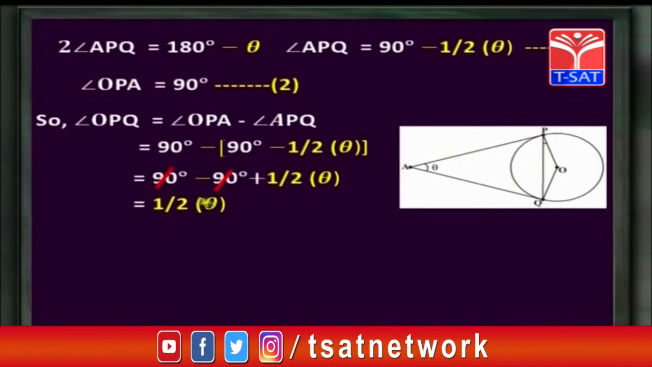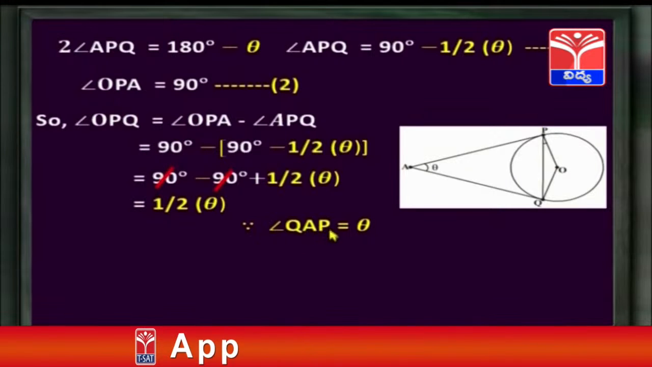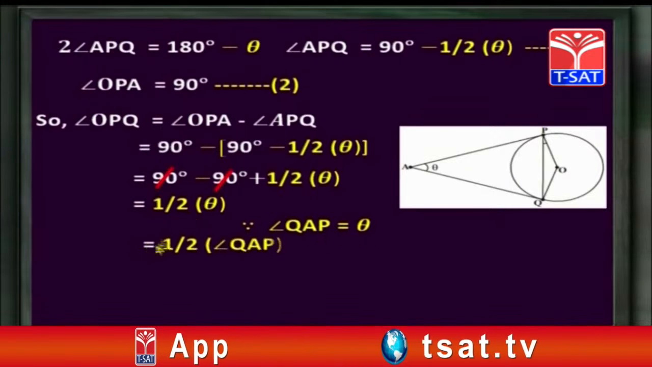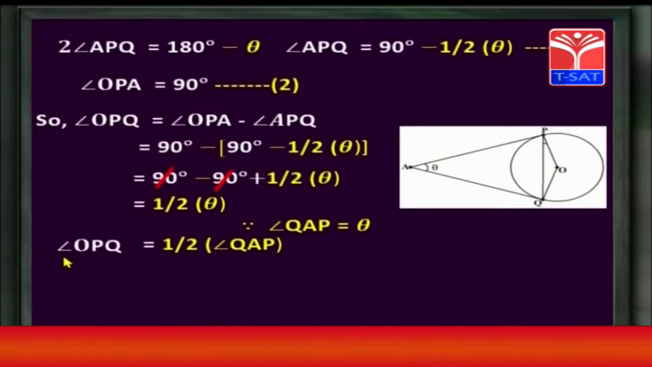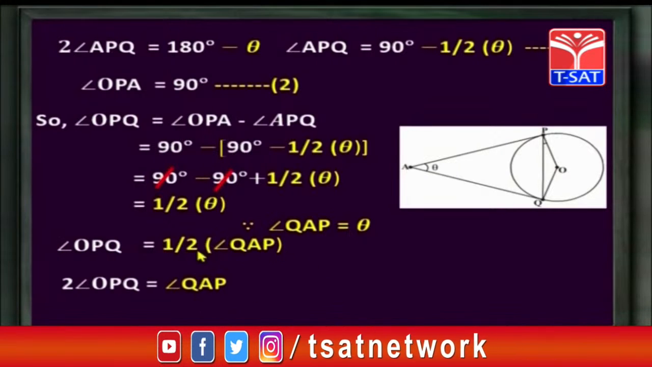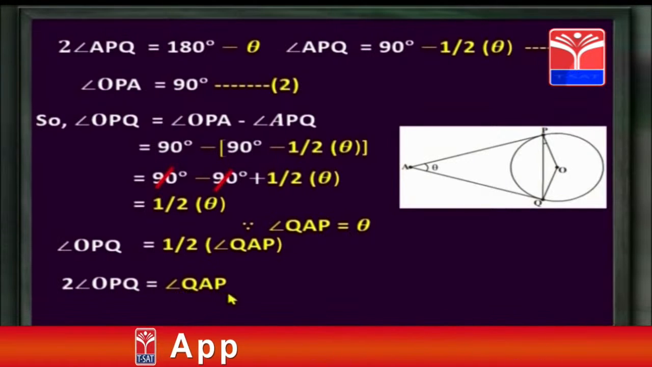So, what is theta here? We know that angle QAP is equal to theta. If I substitute here 1 by 2 into angle QAP, which is equal to angle OPQ. So, OPQ is equal to half of QAP, which I can write as 2 OPQ is equal to angle QAP.